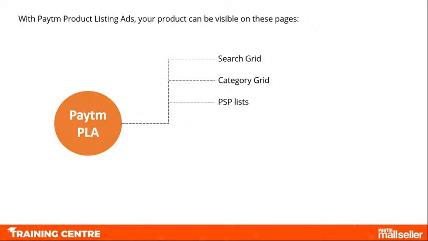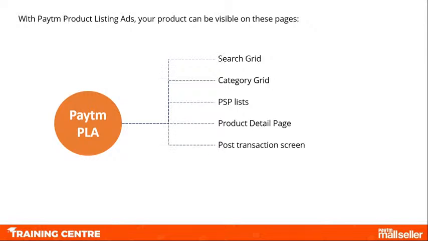Third is the PSP list. These are customized landing pages created for the promotional banners. Fourth is product detail page. It shows the sponsored product ads placed on detail pages of products or product description page.